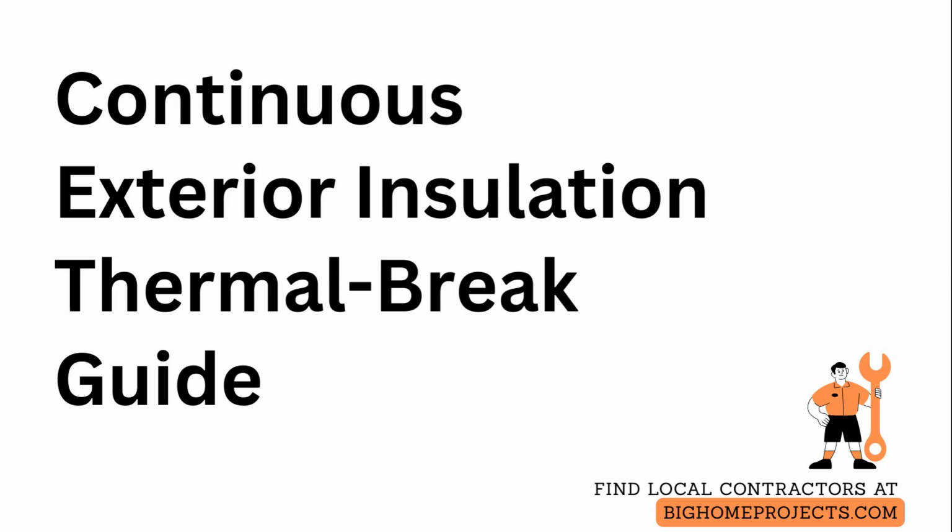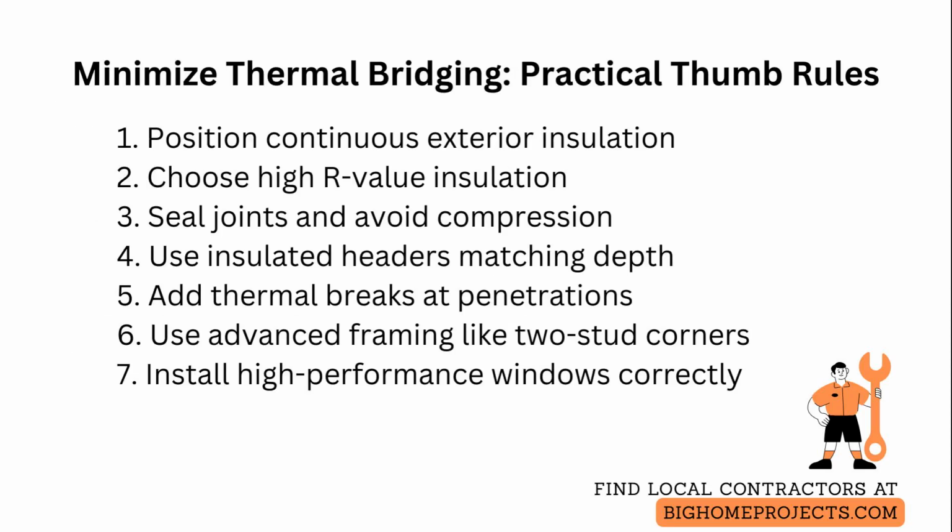Minimize thermal bridging by applying a simple thumb rule. Continuous insulation equals fewer heat losses through studs and frames. Start by understanding that thermal bridging happens when conductive materials bypass insulation, so position continuous exterior insulation to cover the studs and framing without gaps.